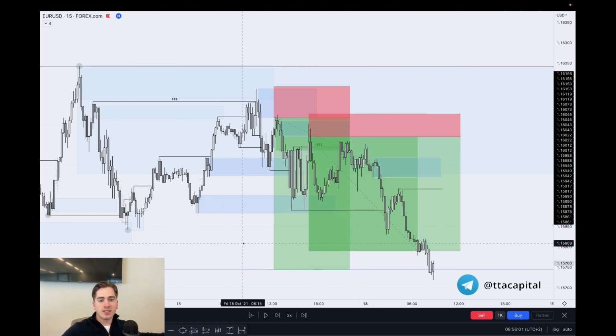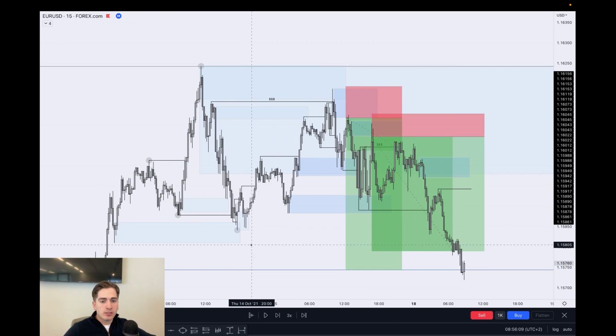So yeah, that's it, guys. Just a follow-up on the previous trade. I'm going to continue doing these trade breakdowns. Hope you guys enjoyed and were able to gain value from this. Yeah, this is pretty much the way I trade.